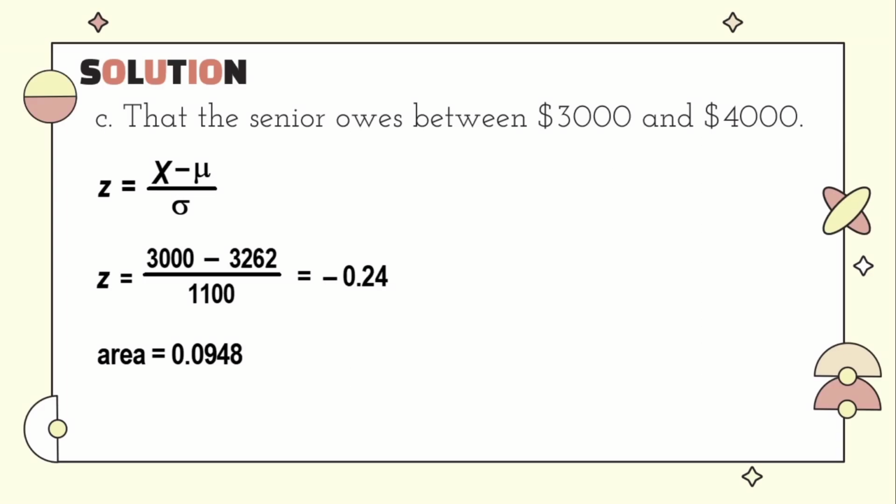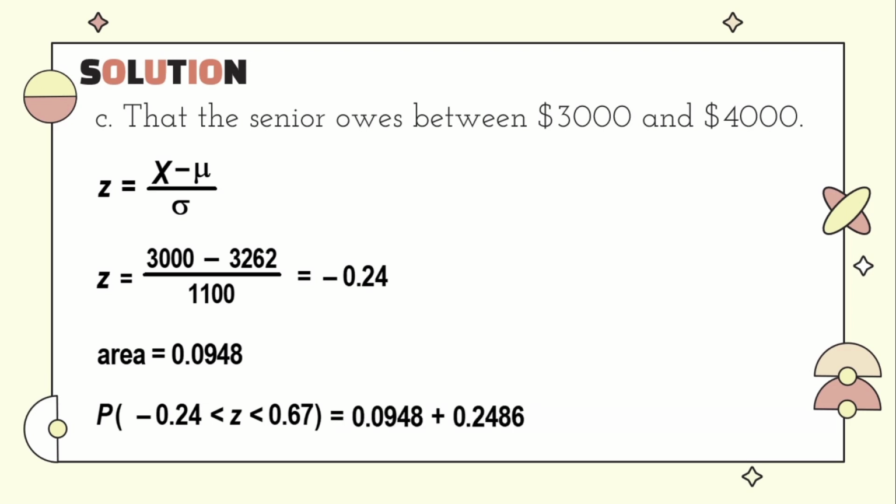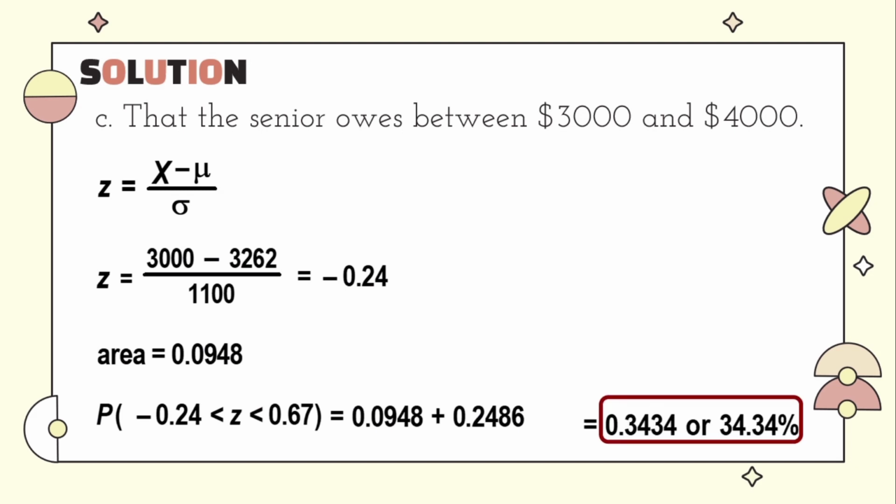0.0948. We already know the z value of $4,000 from our second problem, which is 0.67, and the area is 0.2486. We will just subtract those two areas, which is 0.2486 minus 0.0948, and that is 0.1538. Therefore, the probability that the senior owes between $3,000 and $4,000 is 34.34%. And that's it. Thank you for watching.